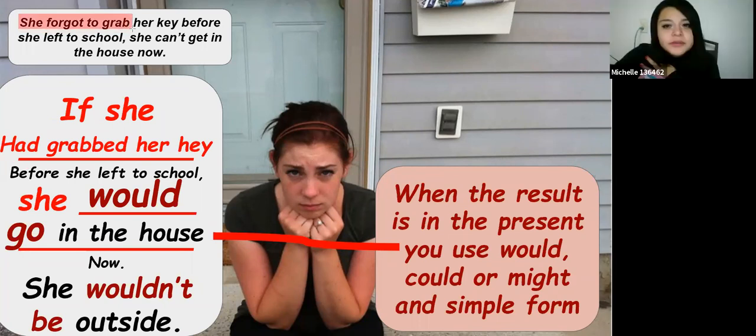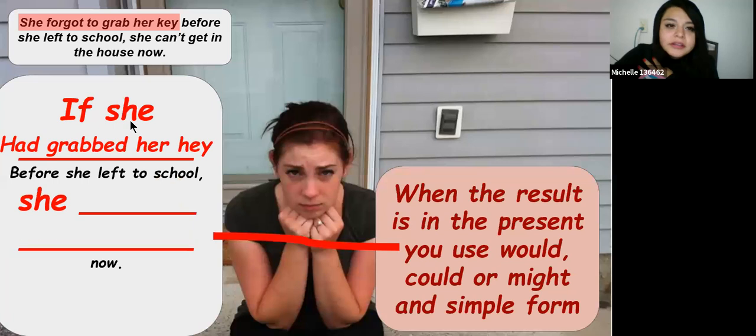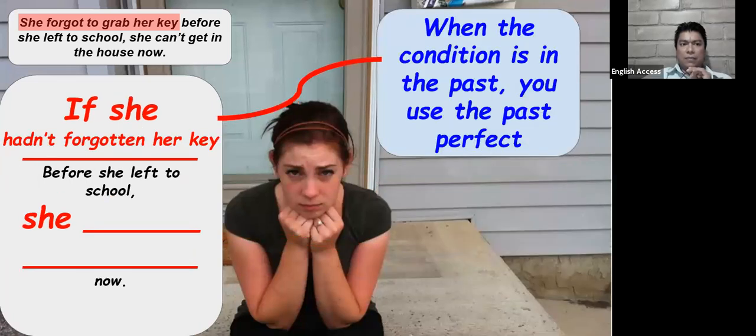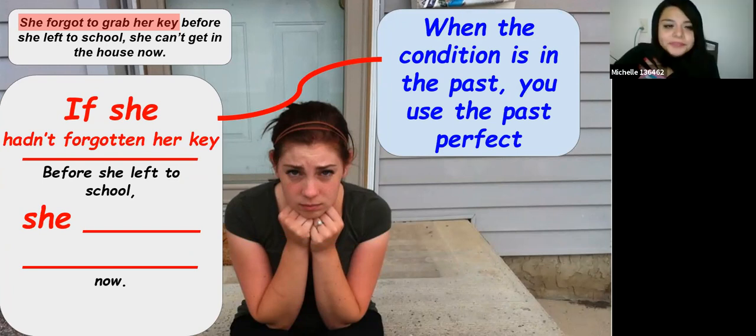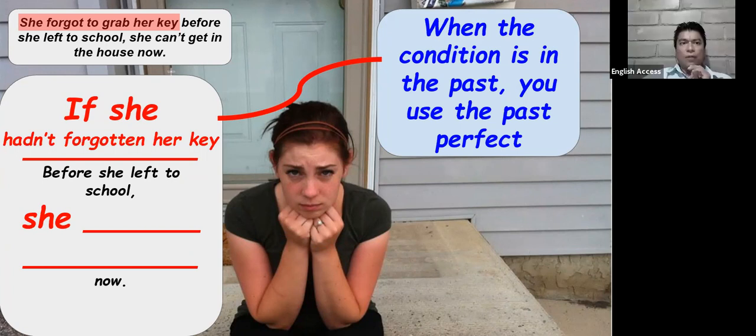She forgot her key. Teacher, I have a question. In the first part, you can also use forgot or just grab? It doesn't matter. You can say hadn't forgotten. Okay. Thank you. You're welcome. So what we have is that she forgot to grab her key. She can't get in. So we have a past situation with a present result. Now let's take a look at the opposite example: a present situation with a past result.